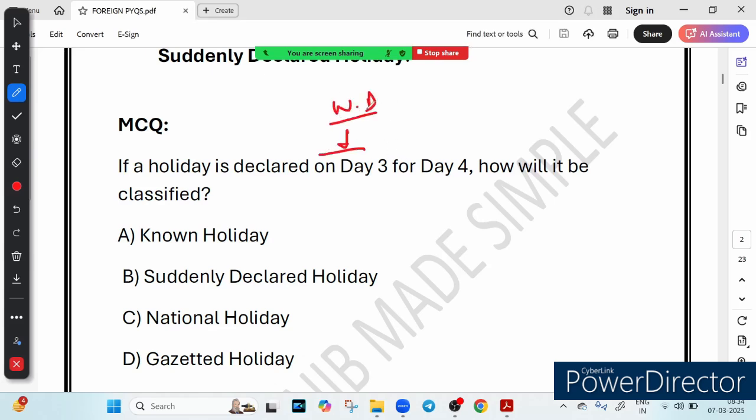So the holiday is for day 4. In this case, what is happening? There is only 1 working day notice. So this does not qualify as a known holiday.